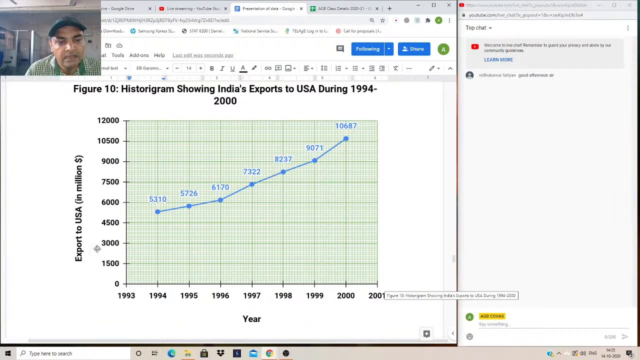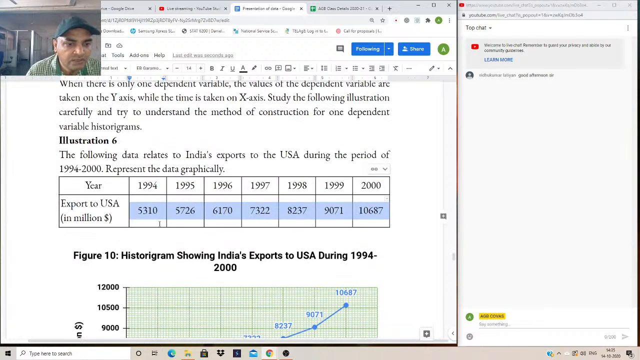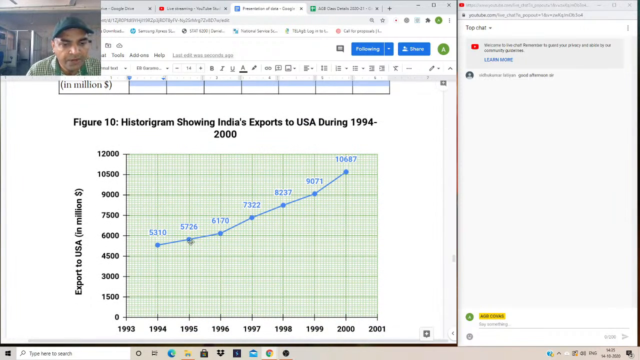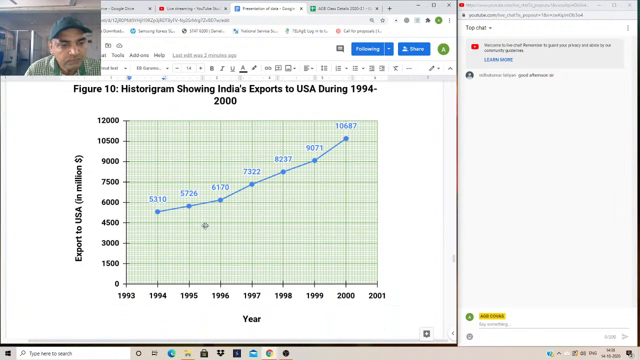You have to plot the values corresponding to each year. In 1994, 5310 was the export value in dollars, mark a point, then in 1995 mark a point, and then join these points with a line. From this line, one can simply see that over a period of time there is an increase. In between, we can also read some values, and we can extrapolate them, for example, what the possible value will be in 2001. So this is the use.